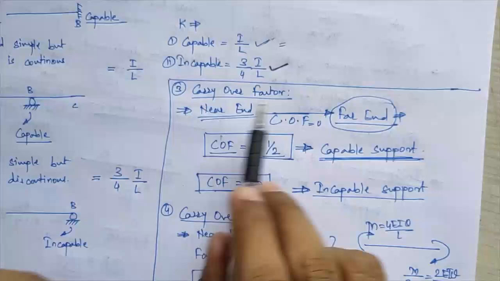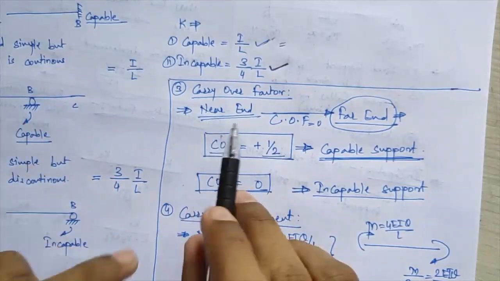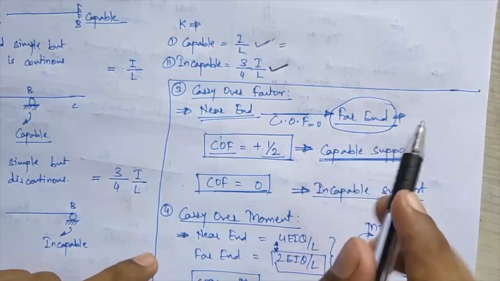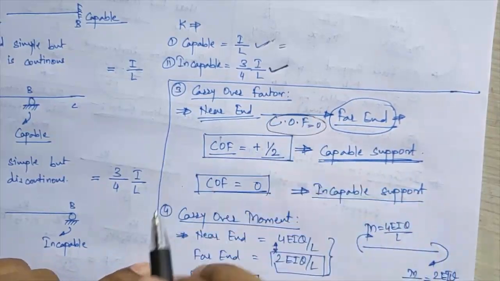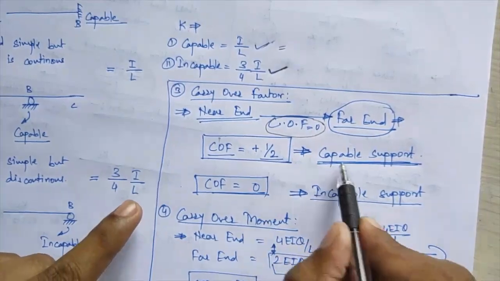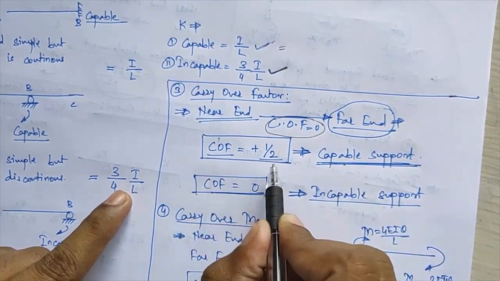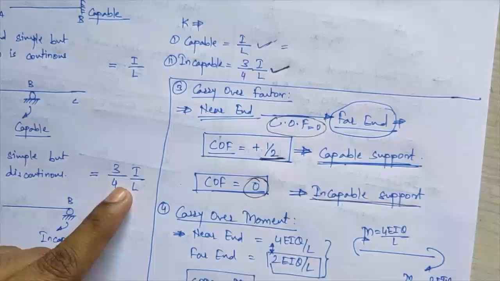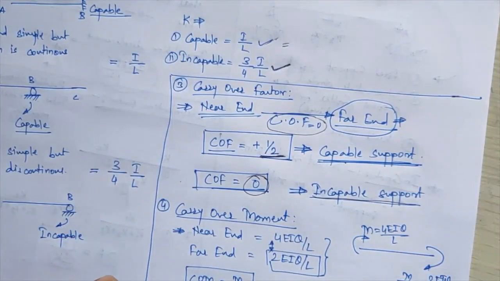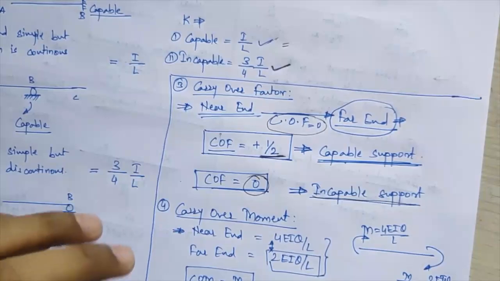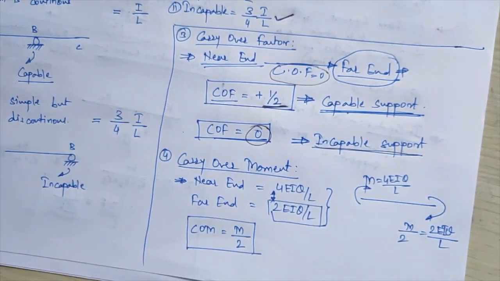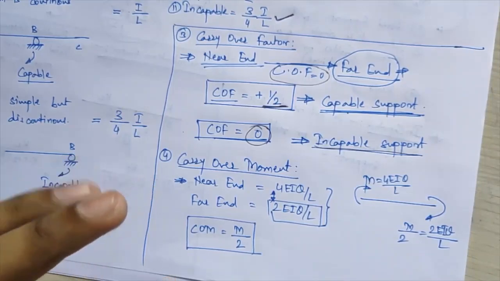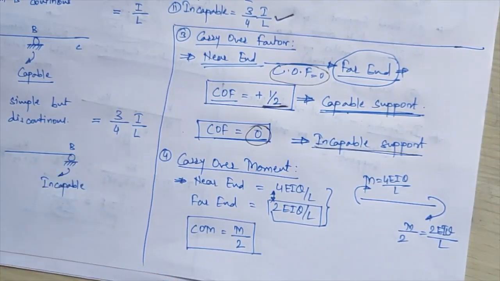Next is the carryover factor. Whenever you transfer moment from the near end to the far end, you have to transfer it with a carryover factor. If the far end support is fixed, this factor will be equal to 1/2, and if the far end support is hinged, the carryover factor will be equal to 0. And the carryover moment will be simply M by 2. So these four terms you have to remember for solving any type of numerical using the moment distribution method.